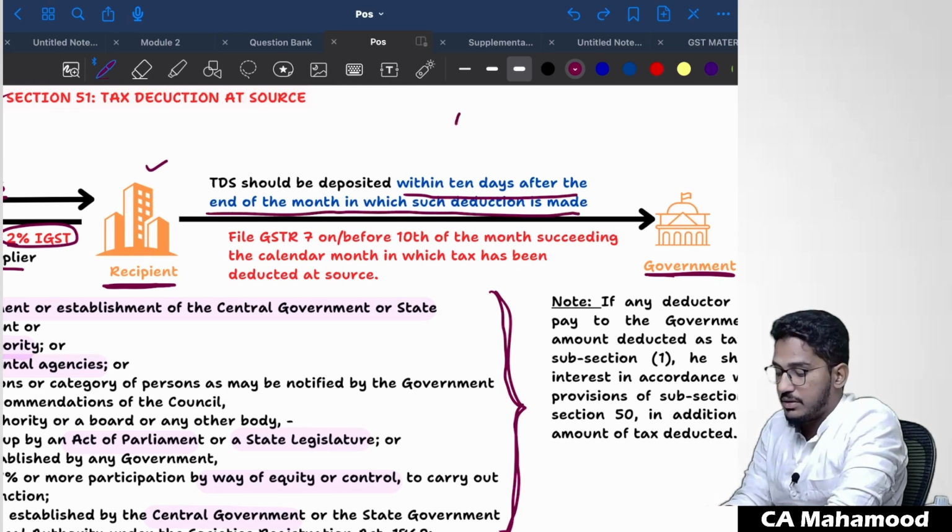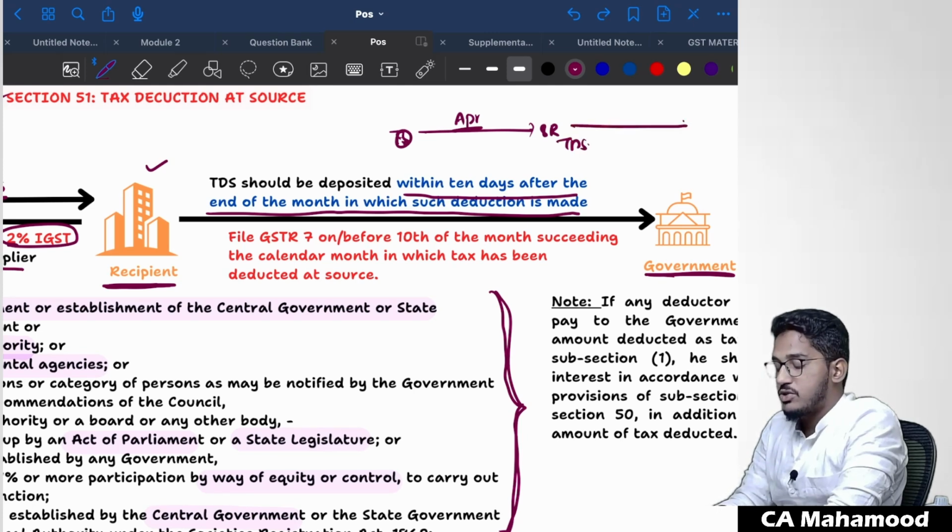Which means, take for example, in the April month, the supplier has made a supply to the specified recipient. So for the month of April, TDS has been deducted. Now this TDS has to be paid to the government within 10 days after the end of the month. For which month has the TDS been deducted? For April month. So on or before 10th of May, this TDS amount has to be paid to the government.